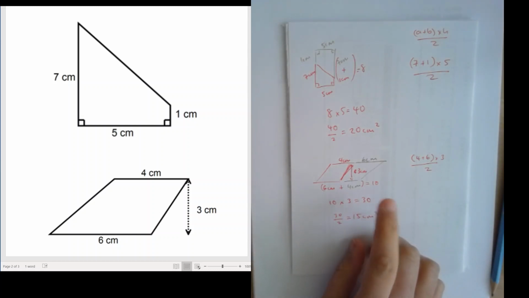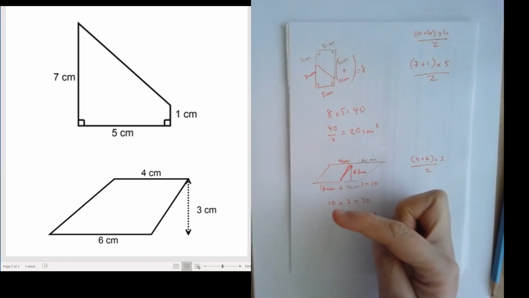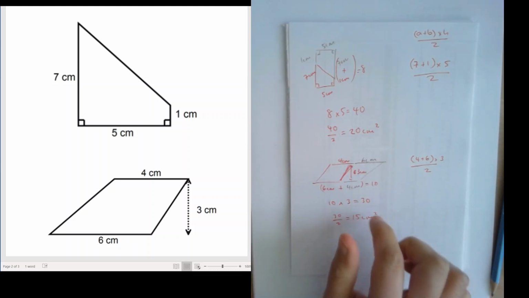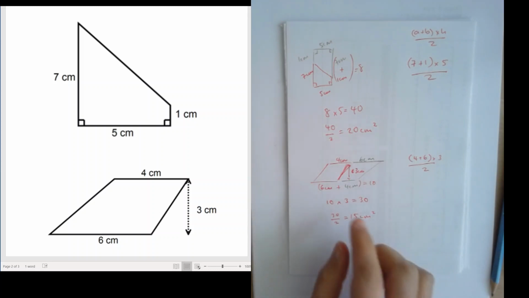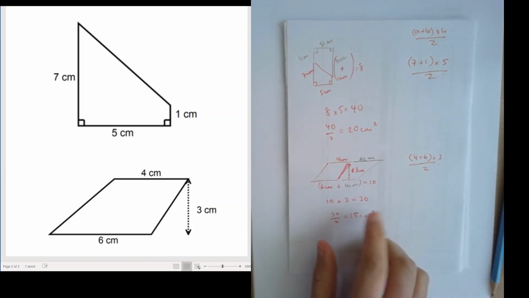I would like to see you actually use a trapezium rule, because especially if you had a shape like this, then you wouldn't be splitting it into like a triangle, a rectangle, and a triangle. That's just far too much work. You need to learn to practice with the trapezium rule.